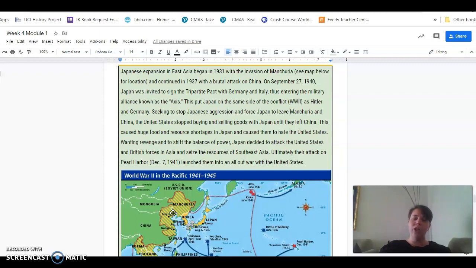Seeking to stop Japanese aggression and force Japan to leave Manchuria and China, the United States stopped buying and selling goods with Japan until they left China. This caused huge food and resource shortages in Japan and caused them to hate the United States. Wanting revenge and to shift the balance of power, Japan decided to attack the United States and British forces in Asia and seize the resources of Southeast Asia. Ultimately, their attack on Pearl Harbor, which happened on December 7, 1941, launched them into an all-out war with the United States, and thus the United States' allies.